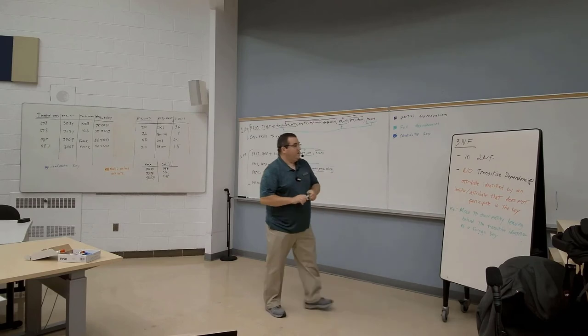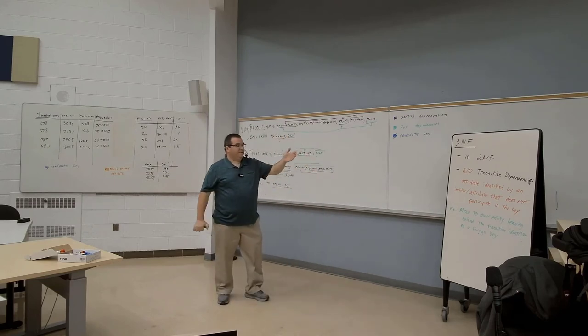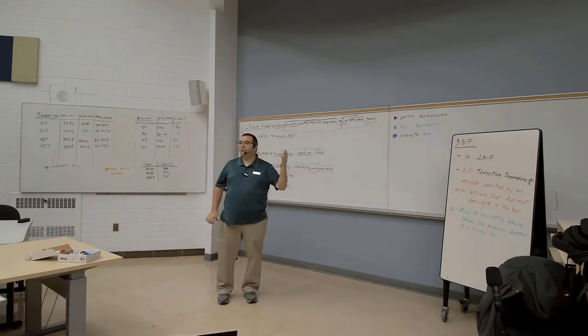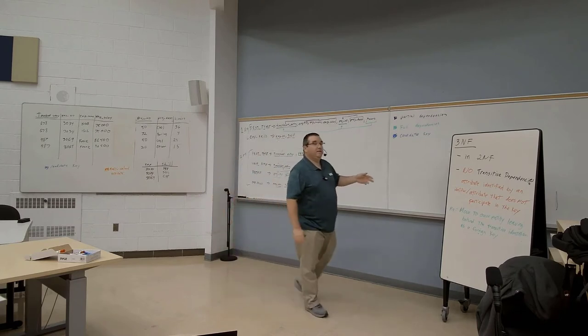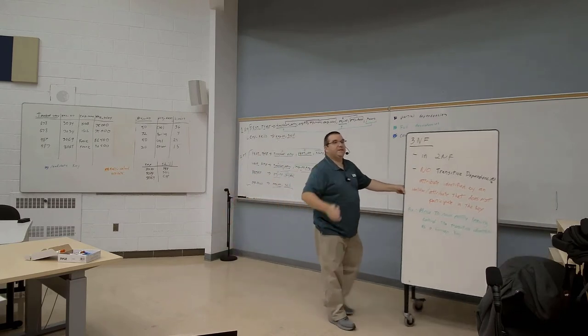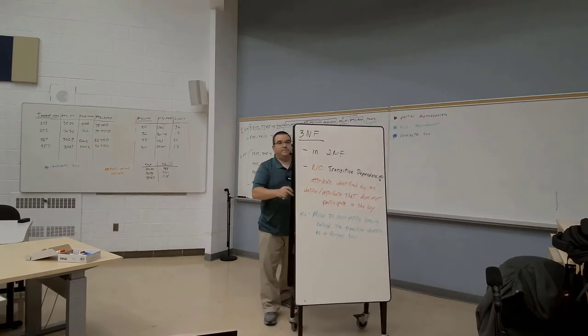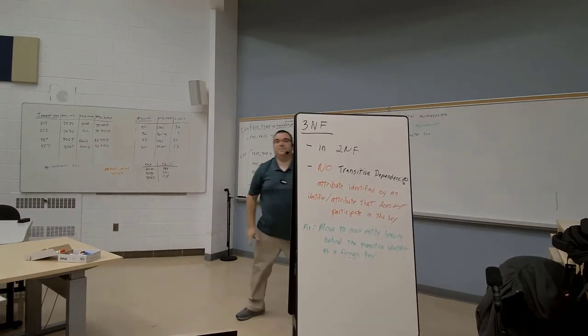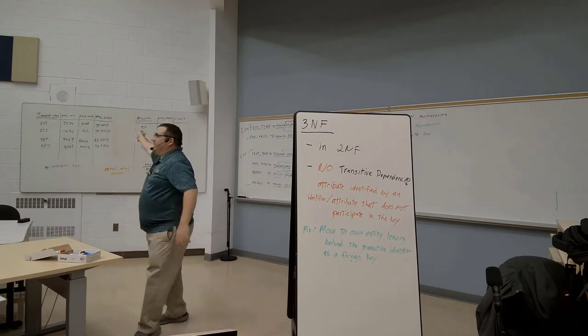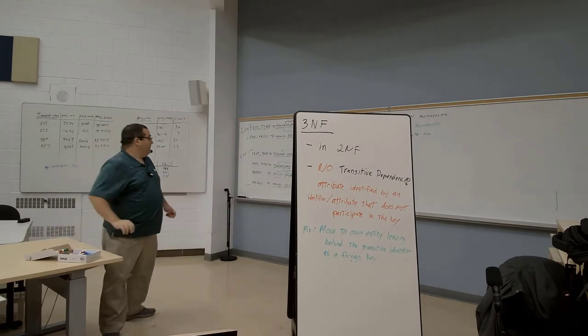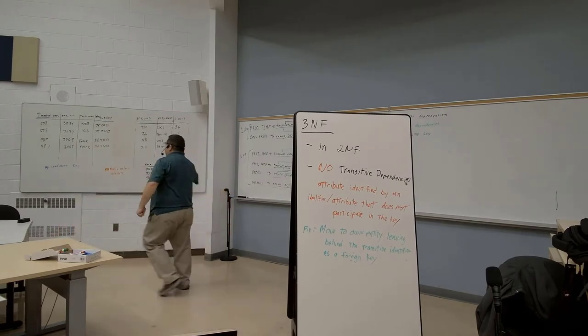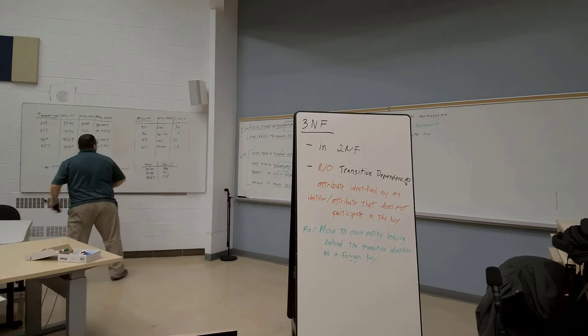You fix it by moving the transitive dependency into its own entity, but you do leave behind the identifier as a foreign key. Now I'm going to move it so people on this side can actually read it. Before that, I'm going to go erase this board so that I can finish over here.